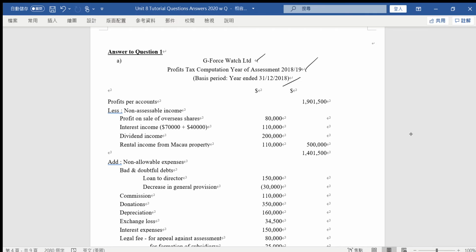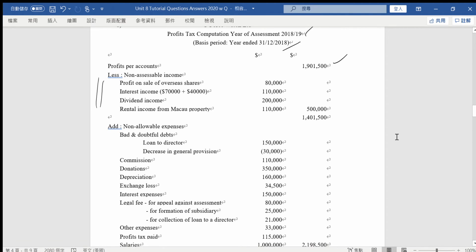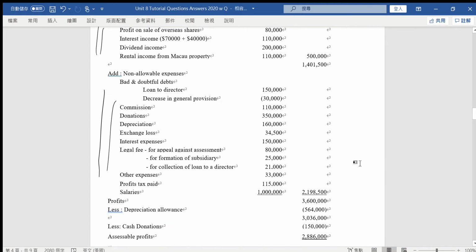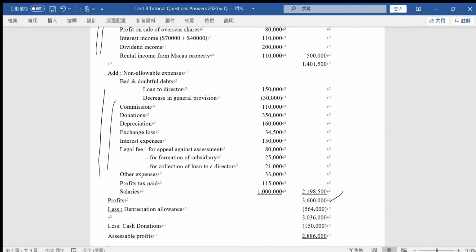And then start with the final figure of the income statement provided by the company, which is 1,901,500. Then we will exclude those non-assessable incomes that we have already discussed. Then we will add back those not-allowed deductible expenses, those things we have already discussed. Then by looking at that, finally, the adjusted assessable profit will be 3.6 million.